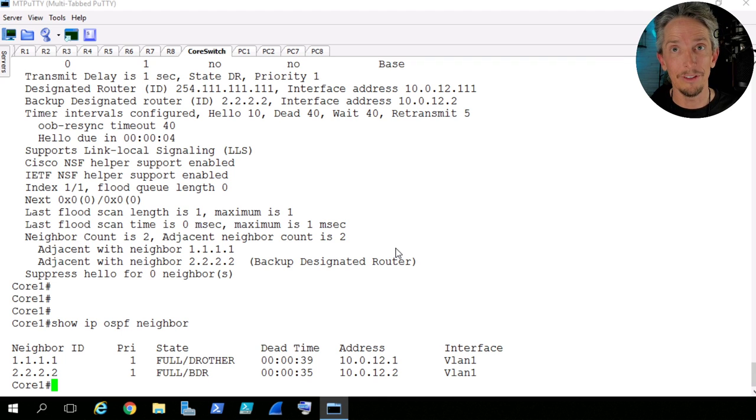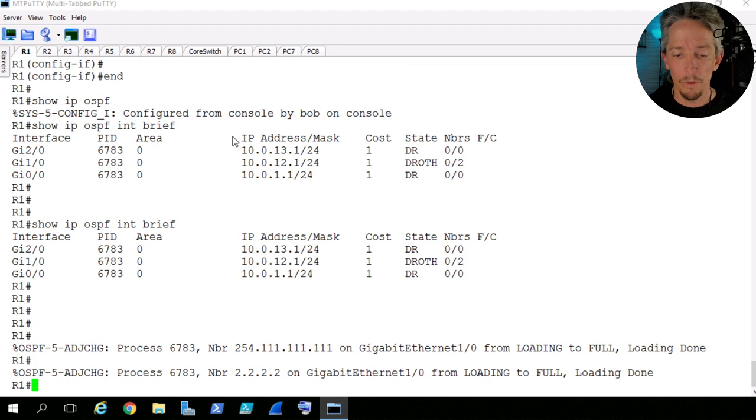Now, if we wanted to force that and flip it, we could go over to R1, who lost. And R1 lost because it has the lowest router ID. So the core switch became the DR for the segment, and router 2 became the BDR, and then R1 had the lowest. But if we wanted R1 to be the winner, here's what we could do. We could go to the interface.